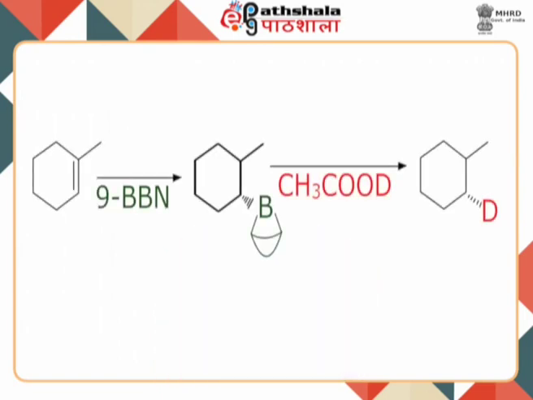Another importance of this reaction is that we can use it to introduce the deuterium. When you use deuterium in place of hydrogen in carboxylic acid, we can do that. Let us see with the help of an example how we can do. So, starting with 1-methyl cyclohexene, when we do the hydroboration using 9-BBN, and subsequently if we do the reaction with CH3COOD, that is the deuterated acetic acid, then we can have deuterium in place of boron.